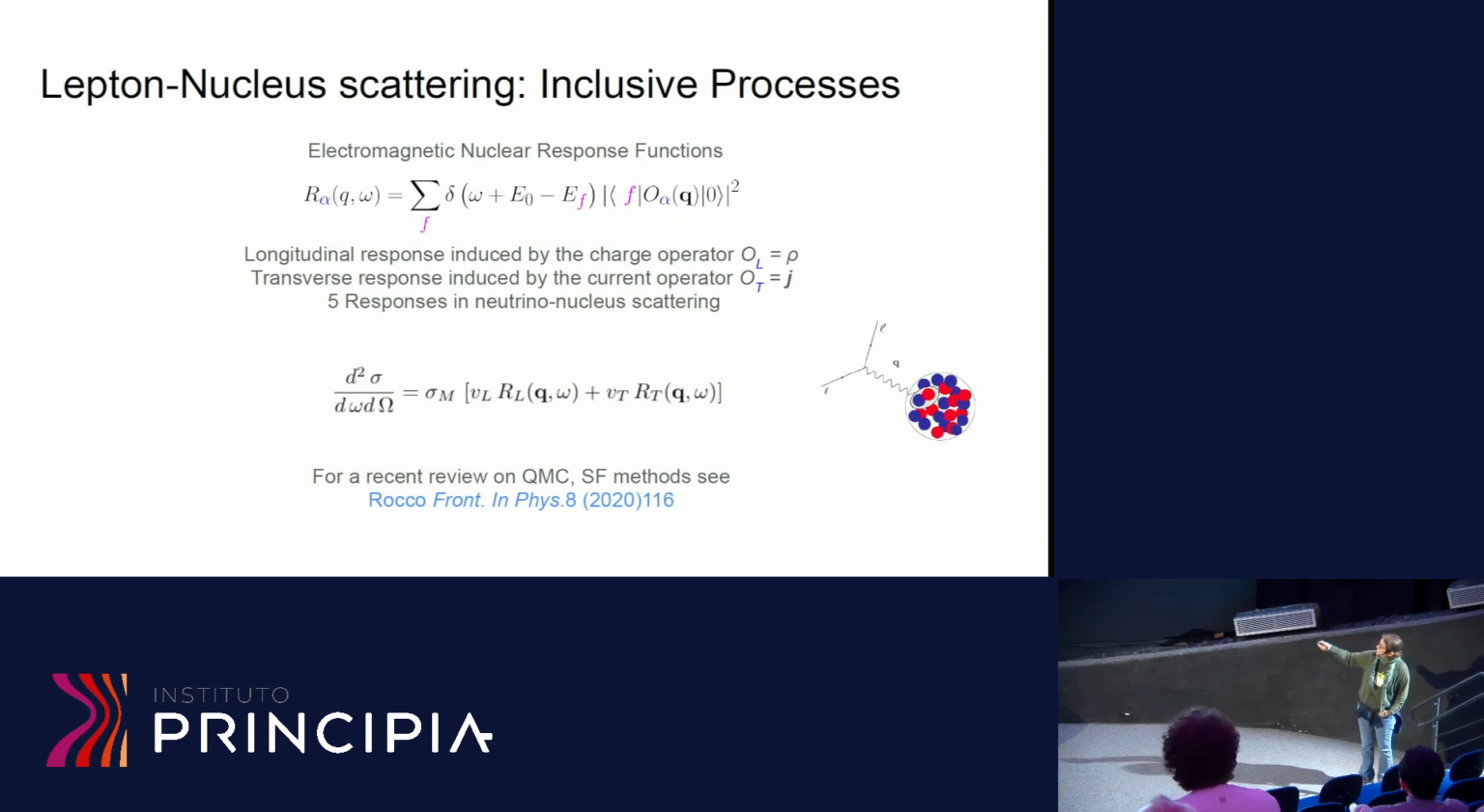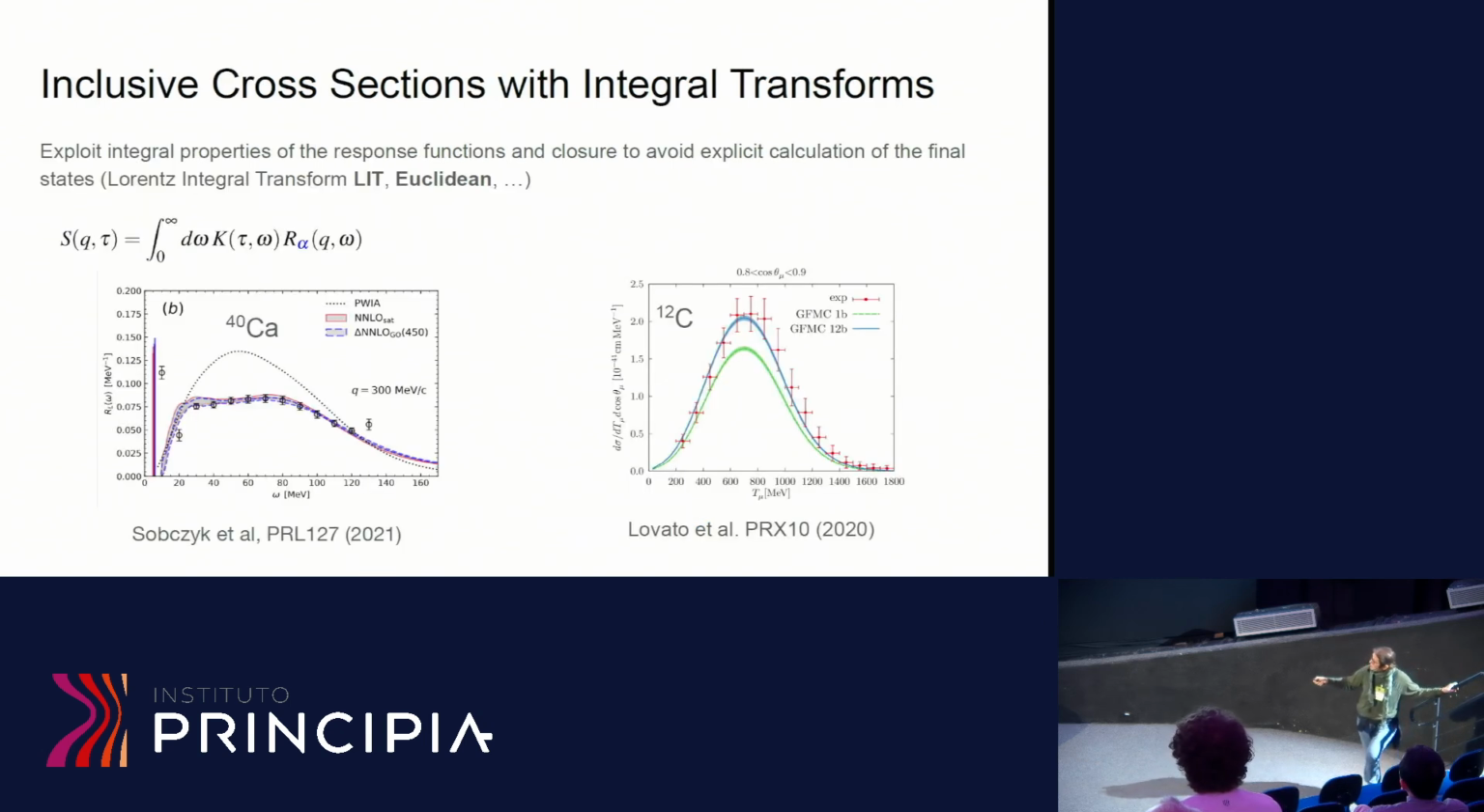Knowledge about all possible final states is really the main complication in this kind of calculation, but there are several ab initio methods that exploited integral properties of the response function along with the closure of the final state to create an object, which is given here, for which you just need to calculate the ground state while still accounting for all the physics. So this is the response function. This is a kernel that you utilize in combination with the closure relation, and this is the integral transform. And this object requires knowledge only of the ground state.